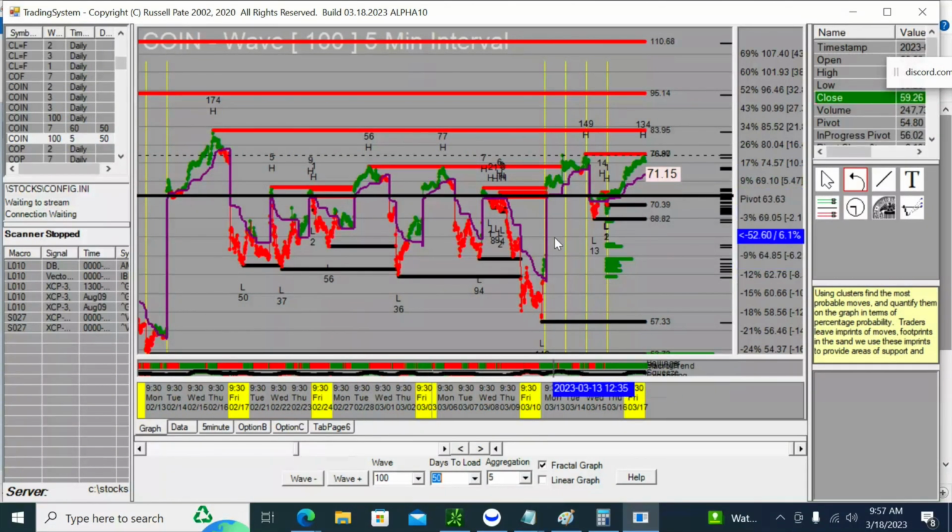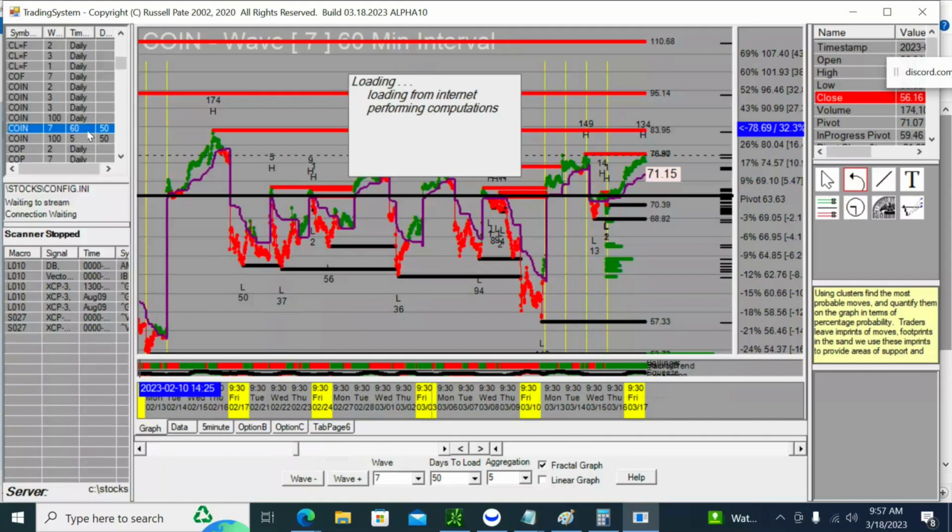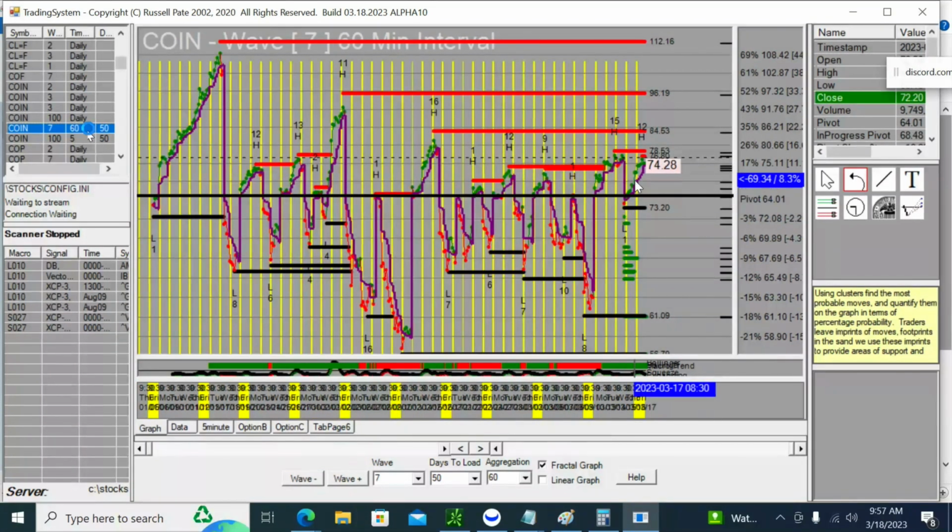So this is another thing I like. And then the 760, of course, like I was showing. Pull this up. So once again, COIN, we're kind of at resistance. So I'll be watching it for trading a put, the put side.